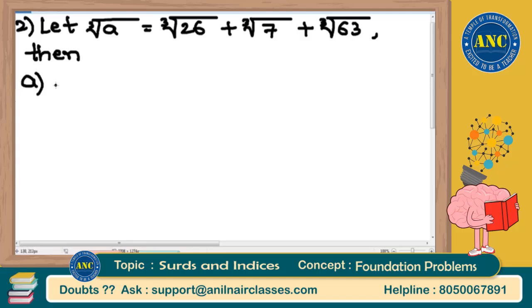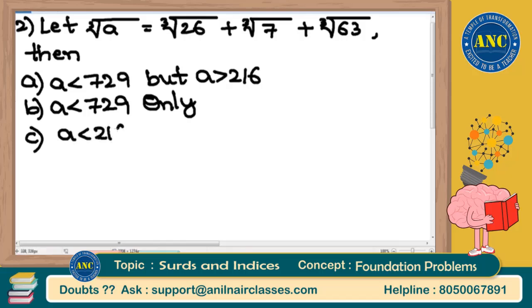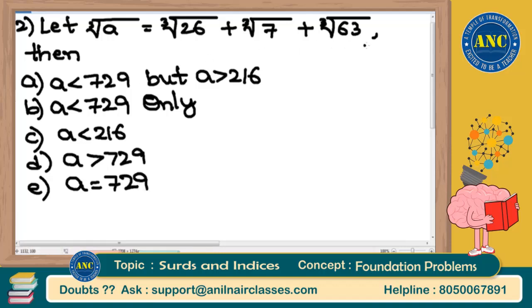The first option is a is less than 729 but a is also greater than 216. The second option is a is less than 729 only. That is the only condition which will satisfy for a. The third option is a is less than 216. The fourth option is a is greater than 729, and the last option is a is equal to 729. Very good question. Please put a star mark for this question, sir.